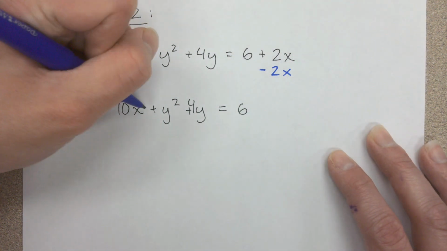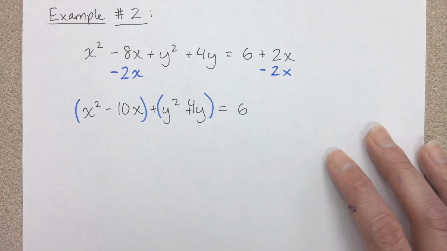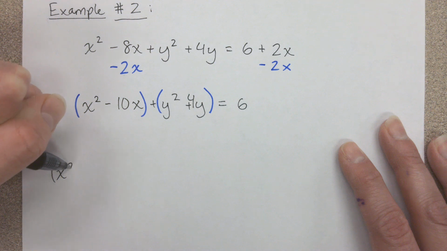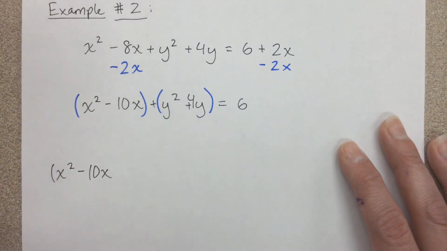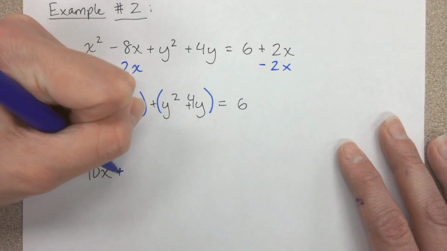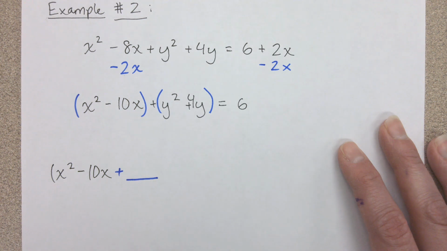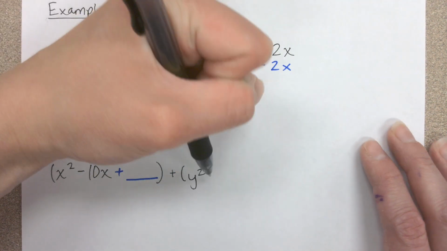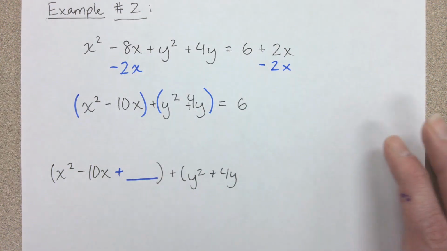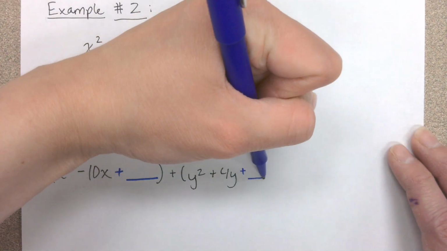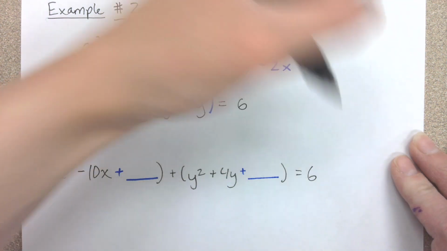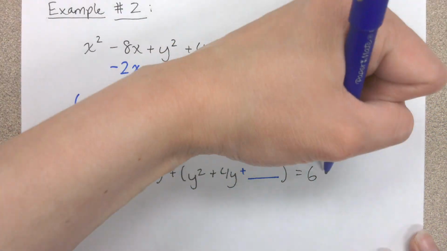And then we can section off the x's and the y's. Now I can set up the completing the square step. X squared minus 10x plus that blank plus y squared plus 4y plus the blank equals 6, and then we need 2 blanks on the right side.